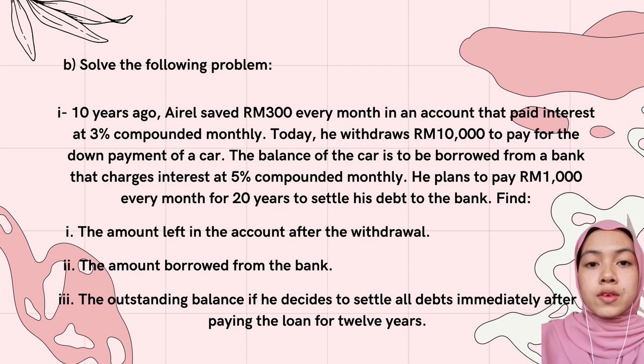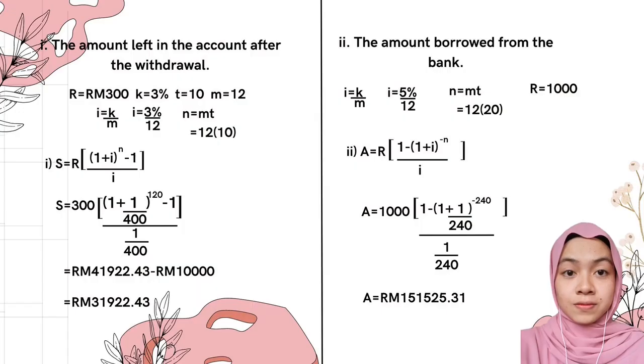Today he withdraws 10,000 ringgit to pay for the down payment of a car. The balance of the car is to be borrowed from a bank that charges interest at 5% compounded monthly. He plans to pay 1,000 ringgit every month for 20 years to settle his debt to the bank. Find the amount left in the account after withdrawal, the amount borrowed from the bank, and the outstanding balance if we decide to settle all debts immediately after paying the loan for 12 years.